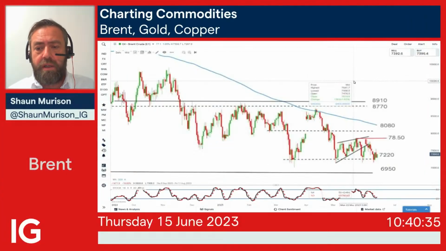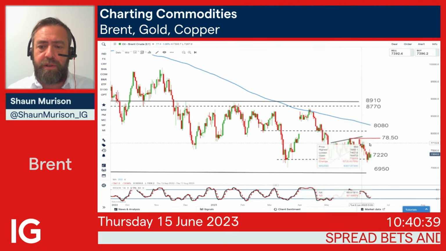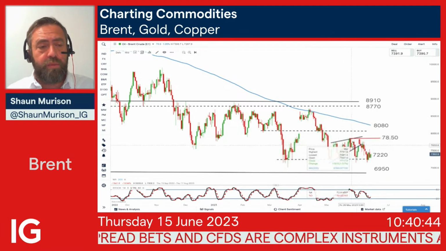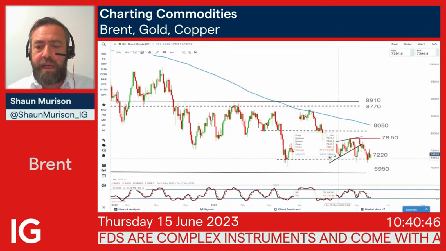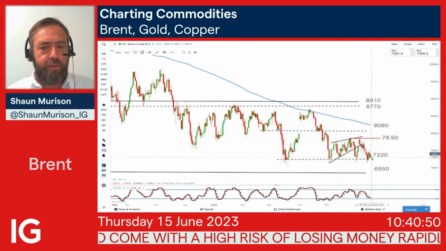Right, moving over to some commodities, starting off with Brent crude. And here last, this wedge has played out quite well. So this pattern here, this rising wedge, was suggesting a short-term continuation on the way down. We had a rally up, we retested that level, and then we've fallen again.